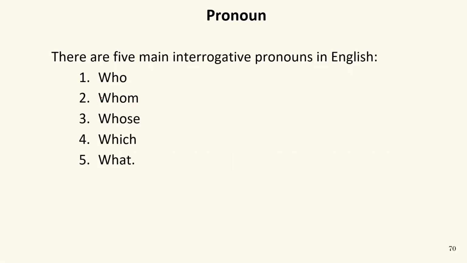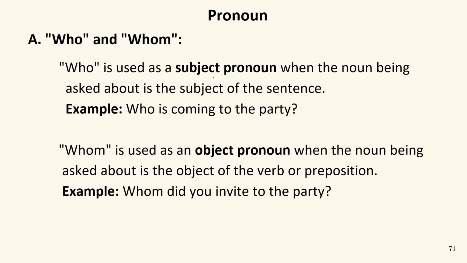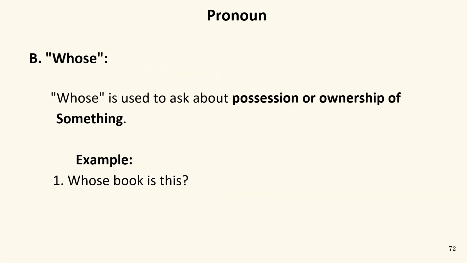There are 5 main interrogative pronouns like who, whom, whose, which, what. Who is used as a subject pronoun when the noun being asked about is the subject of the sentence. Who is coming to the party? So who is a pronoun over here. Now, whose is basically used for possession, but whose generally is used as an adjective.